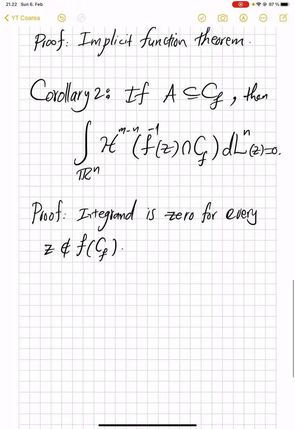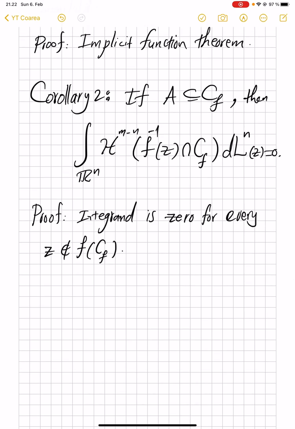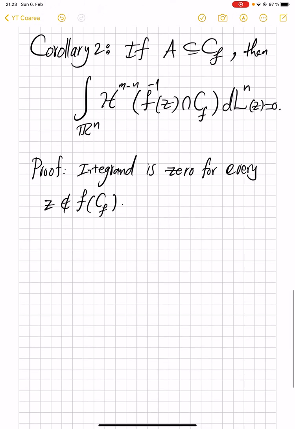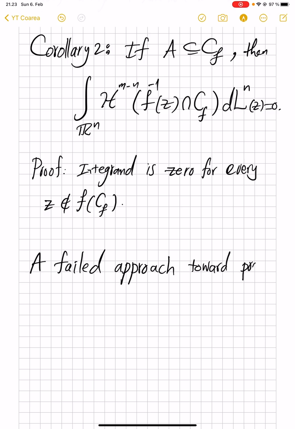We want to prove this corollary too under the weaker assumptions that f is only Lipschitz rather than C^k, where k is at least 1 plus m minus n, which can be a large number if m minus n is large. So one approach: a failed approach toward proof of this equality star for Lipschitz f. This will definitely fail. So what is this failed approach?